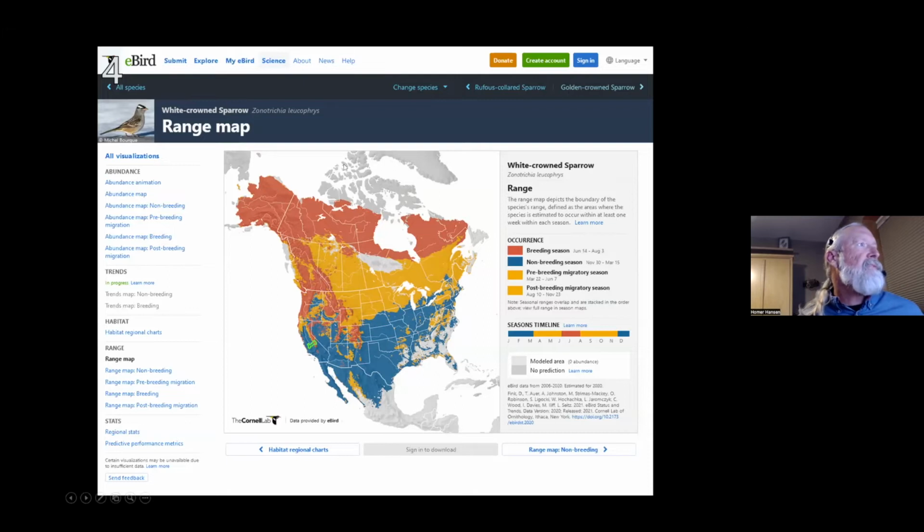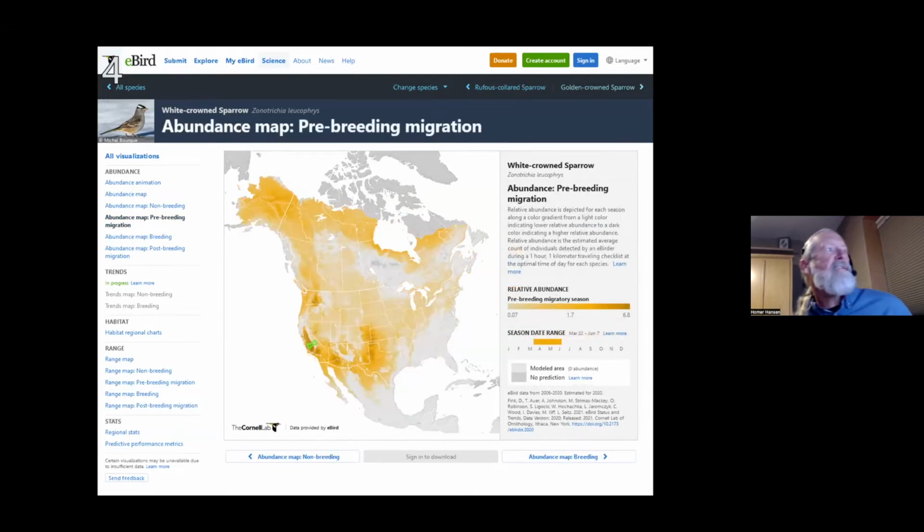And this is a range map. I am mostly going to be using the abundance maps. I'll be focusing on the pre-breeding migration, because this really fits into the time frame that we're talking about. So really what I'm talking about here is this time of year, getting into March, April, May. And I tried my best here to put up Fresno County on the maps so that we get a better feel for where you fall in that.